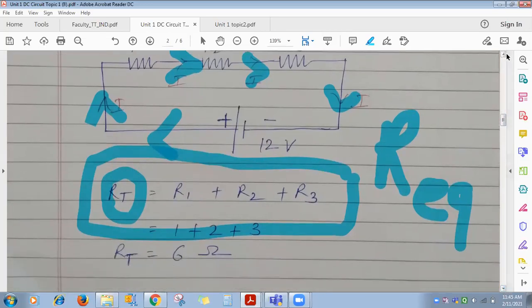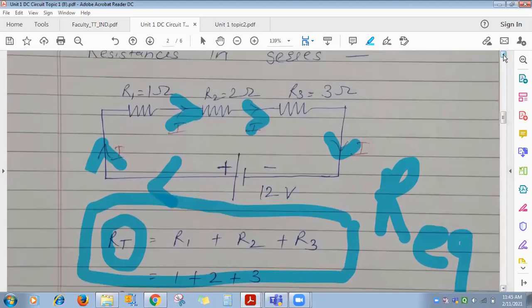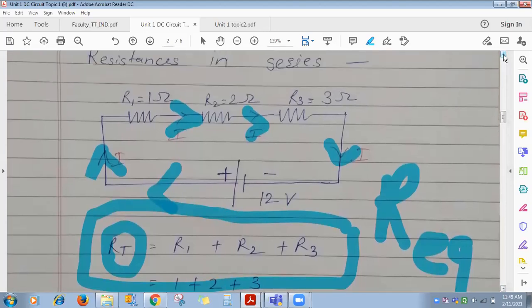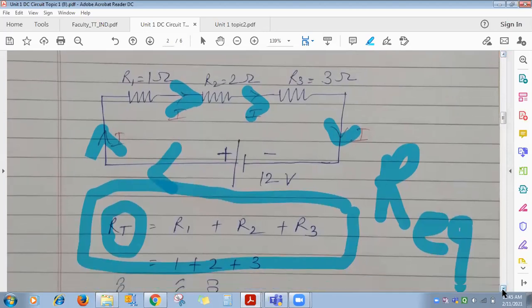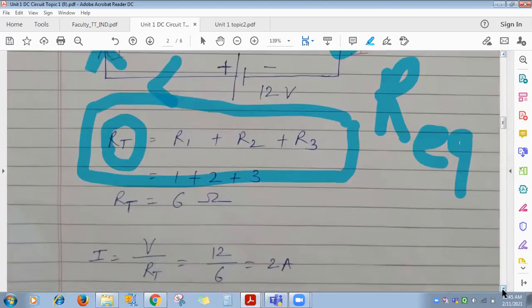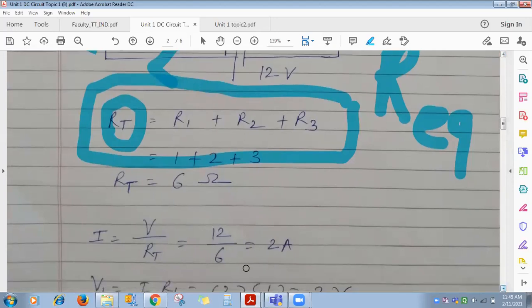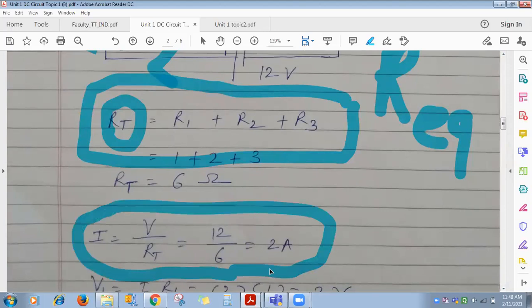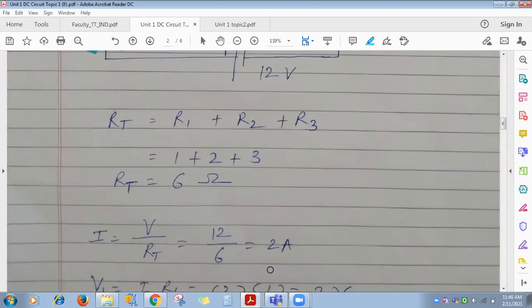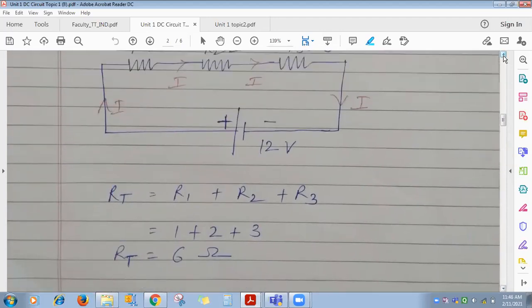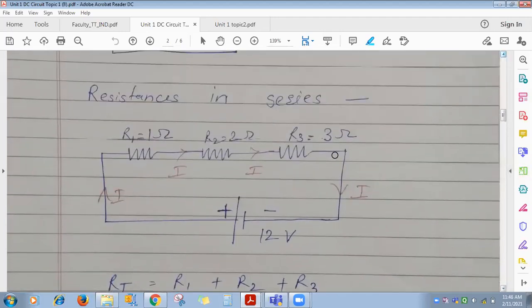Now here, how much current will flow through the circuit? What is the value of I? 2 ampere. Correct. 12 volt total voltage divided by 6 ohm is equal to 2 ampere. Here you can use Ohm's law. Using Ohm's law means we are going to neglect the effect of temperature. Now the same current is flowing through series connected resistances.